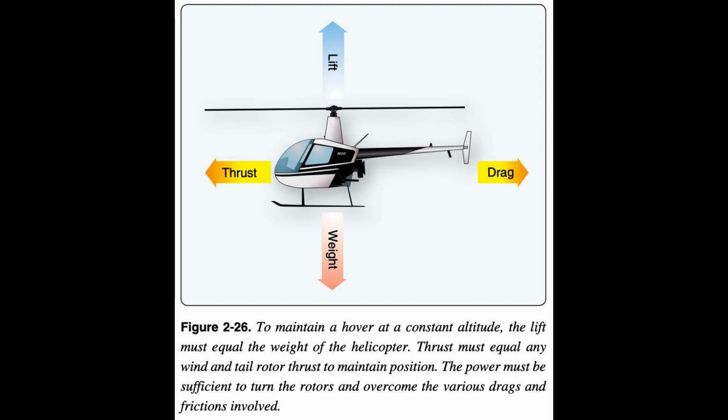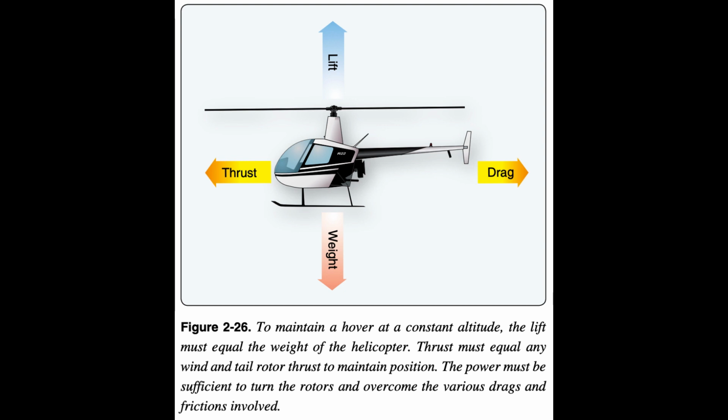The weight that must be supported is the total weight of the helicopter and its occupants. If the amount of lift is greater than the actual weight, the helicopter accelerates upwards until the lift force equals the weight of the helicopter. If lift is less than weight, the helicopter accelerates downward.